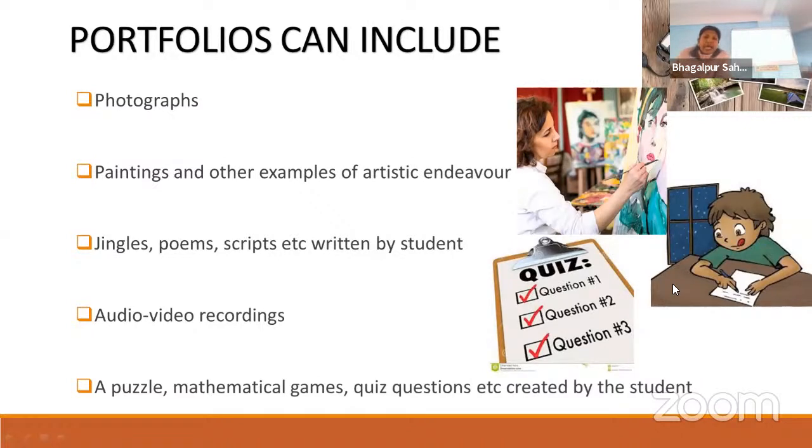I can see a raised hand. I'll answer you shortly, please. Okay, so the next is audio video recordings. Yes, the children can go for audio video recording also if they feel that they are good at it.